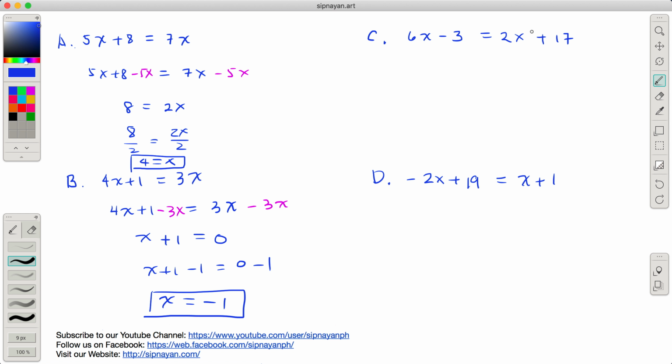So, tatanggalin natin yung 2x dito. So, magiging 6x minus 3 equals 2x plus 17 minus 2x. Para matanggal yung 2x sa kanan. Since nag-minus 2x tayo dito, mag-minus 2x din tayo dito. Diba? So, what is 6x minus 2x? That's 4x, diba? So, 4x minus 3 equals, what is 2x minus 2x? That's 0. Ibig sabihin, may 17 tayo dito. Okay?